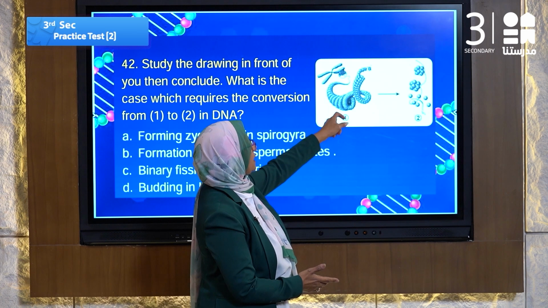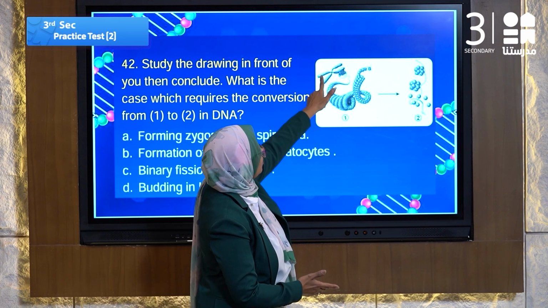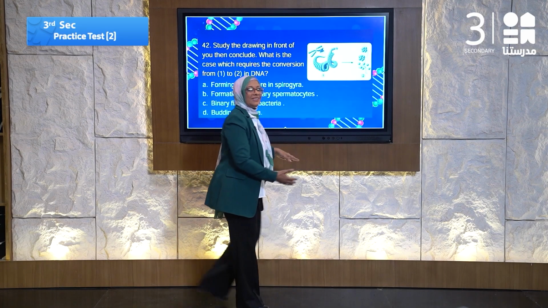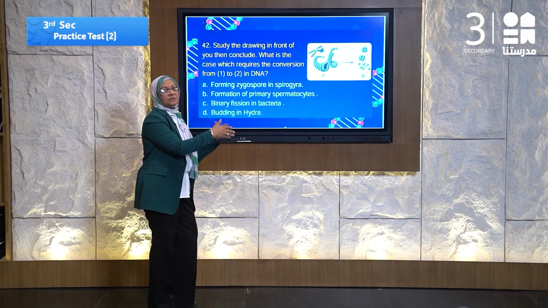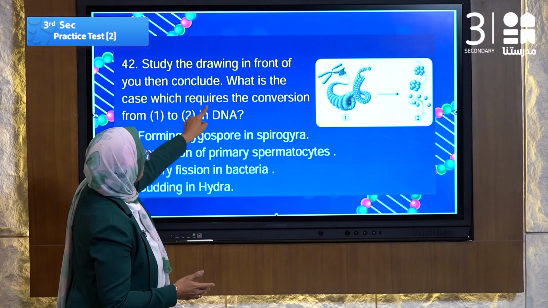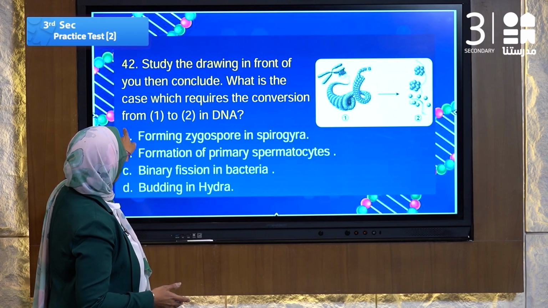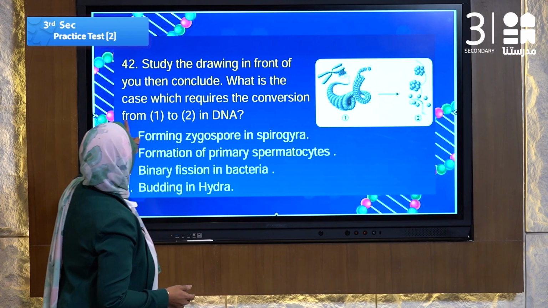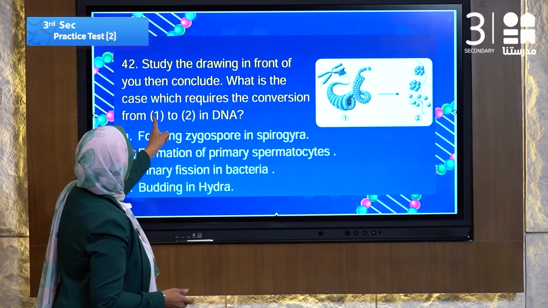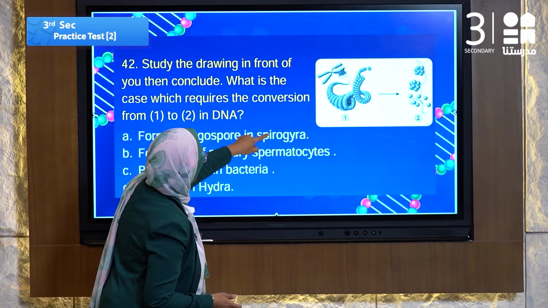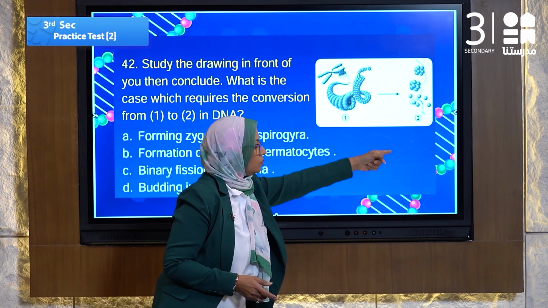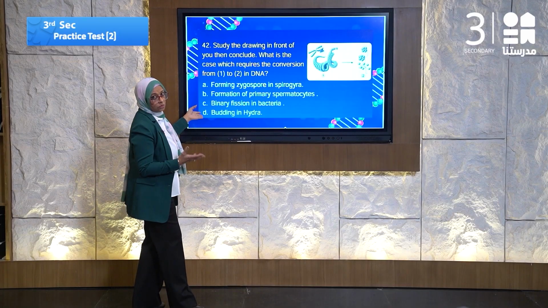The chromosome is condensed to make DNA condensed, to make the chromosome. Let's go to read the question before I answer. Study the drawing in front of you, then conclude. What is the case which requires the conversion from 1 to 2 in DNA? Let's go to read the choices.